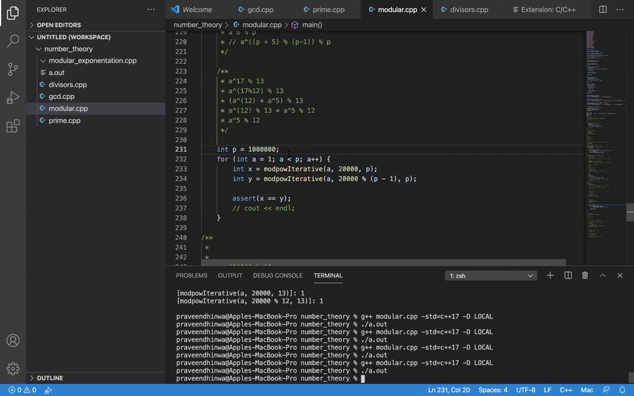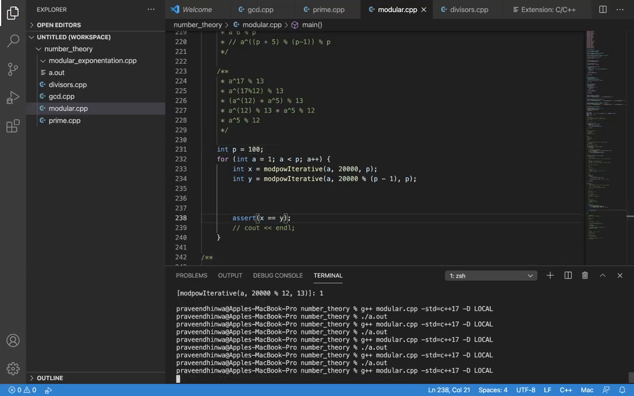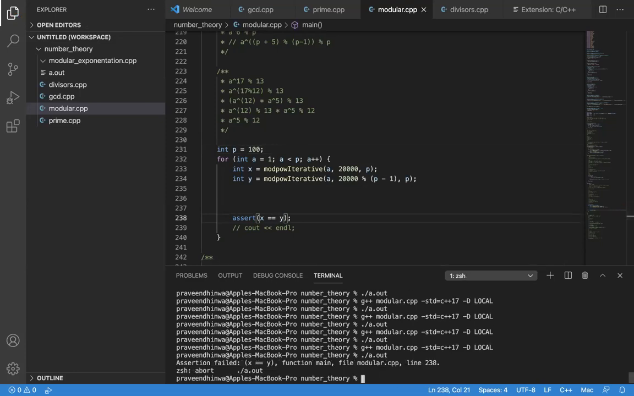It kind of worked for that number. Let's see why it worked for that number. Oh, sorry. Let's try some smaller number. Try for 100, then we will be able to understand. For 100, it's not true, because 100 is not a prime.